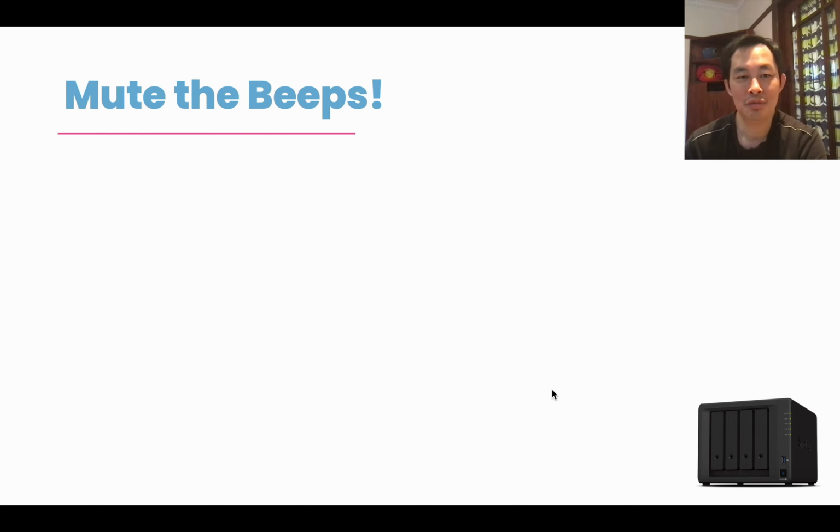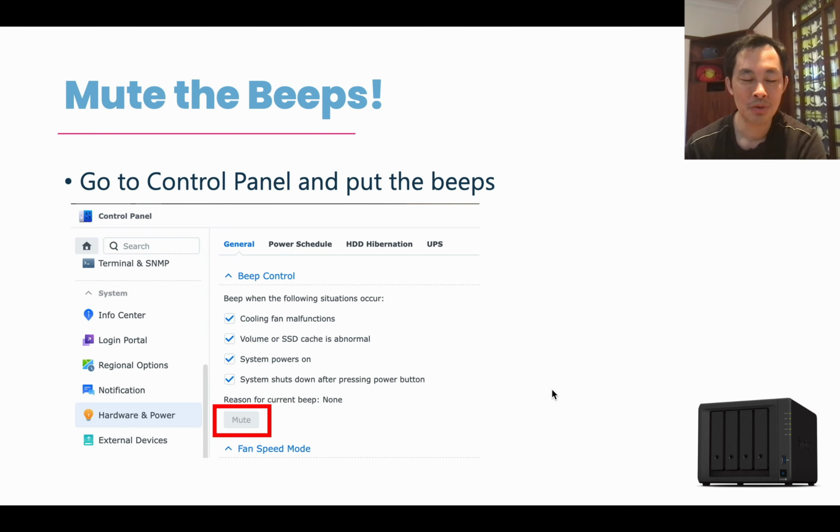Now this step is here, mute the beeps. When you take one drive out and put the new drive in there, the system will start beeping to you saying the storage has changed or degraded. Now it'll keep beeping at you, and the best way to deal with it is to mute those beeps. This is done by, as soon as it's powered on, going to Control Panel, going to Hardware and Power. In the General tab, the mute button will be available. Click on that and then you won't be annoyed by the beeps.